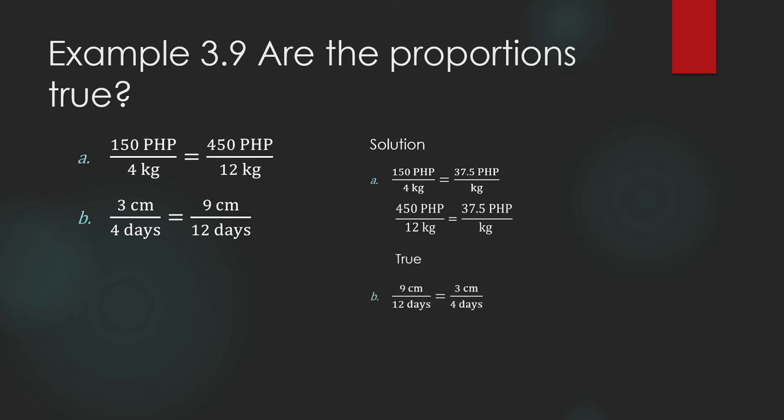How about this one? Let us write this in reduced form. The common factor between 9 and 12 is 3. We divide by the common factor and the result is 3 centimeters over 4 days. So this statement is true. This is a proportion.